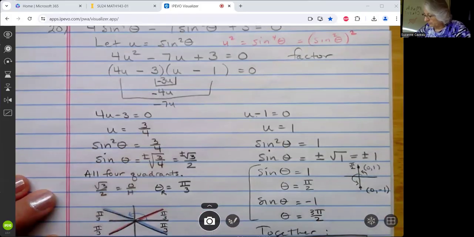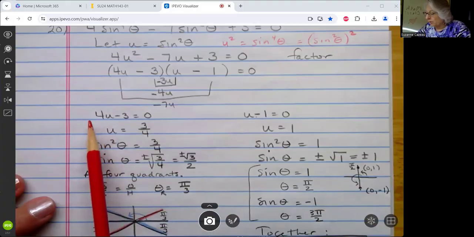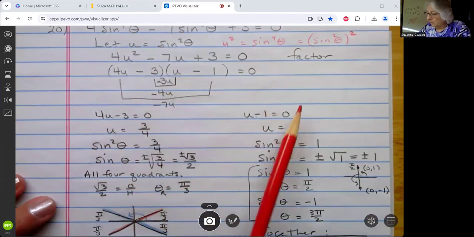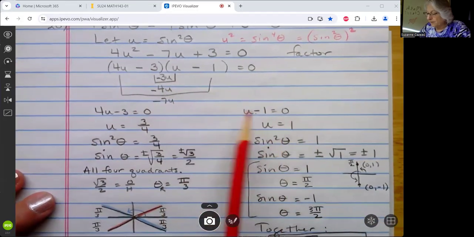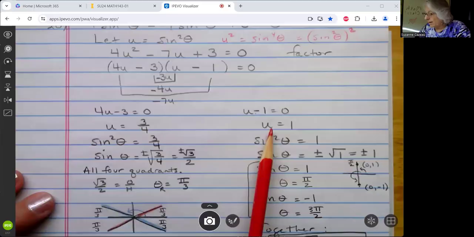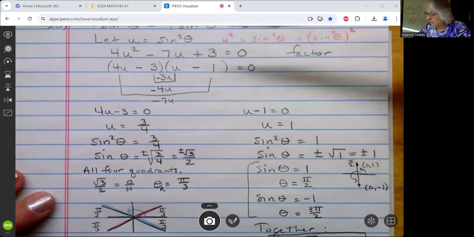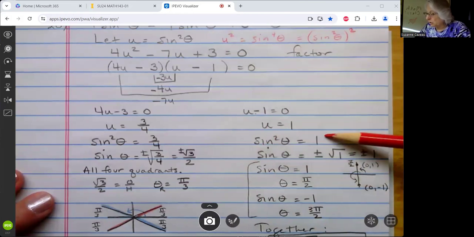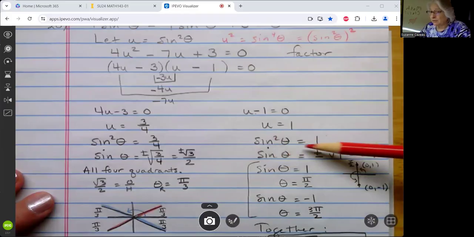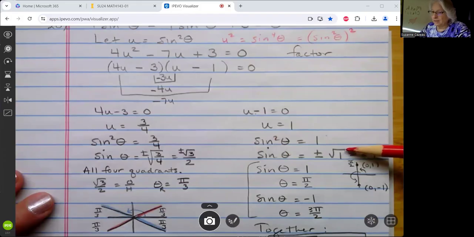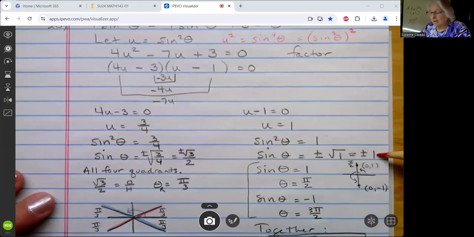I don't know which one to do first, really. I guess it doesn't matter. So 4u minus 3 is 0, or u minus 1 is 0. Let's go ahead and do this one first. I'm going to just solve that and get u as 1. And now once I solve these things for u, I can put the sine squared back. If sine squared is u, then sine is plus or minus the square root of 1. That's a square root property. And so that's just plus or minus 1.